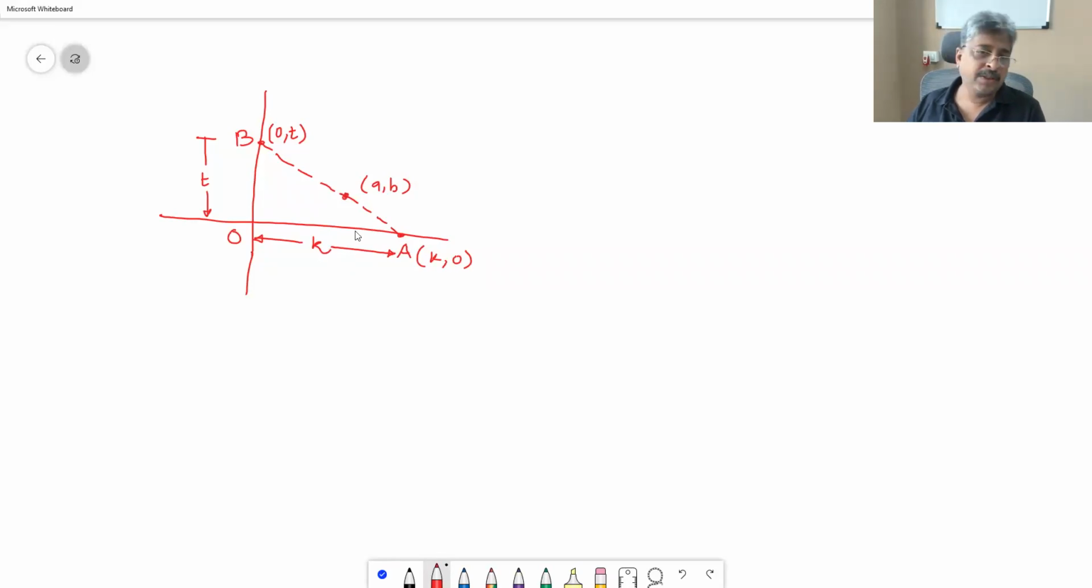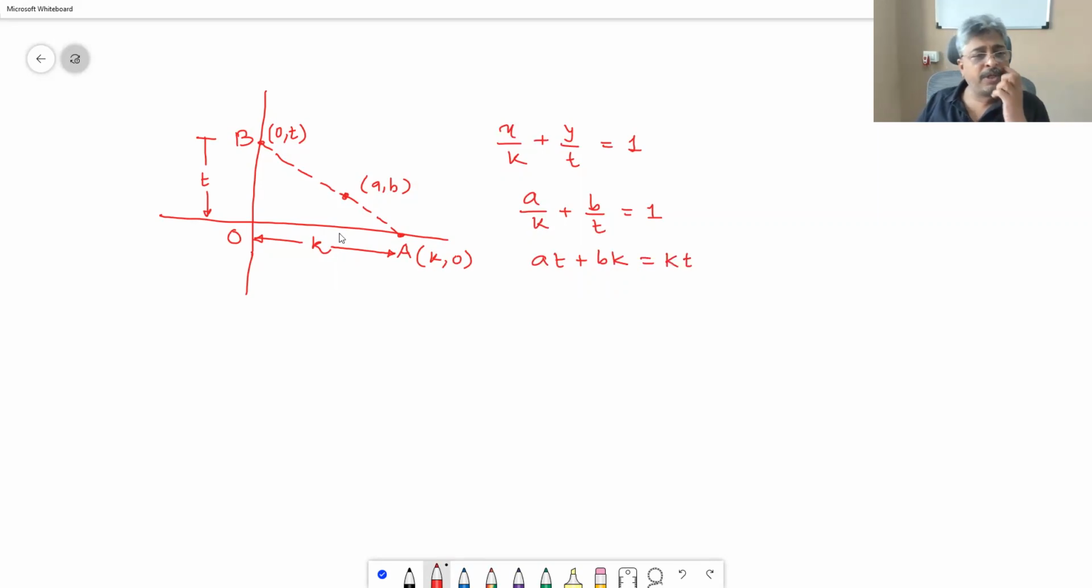Our variable is k. So what is the equation of this line? The equation of this line is x upon k plus y upon t is equal to 1. Is that right? And (a, b) satisfies this equation of line. Therefore, a upon k plus b upon t is equal to 1, which makes it at plus bk is equal to kt. And we want to express t in terms of k because we don't want two variables. So this is the relation which will help us to eliminate t and get it in terms of k.